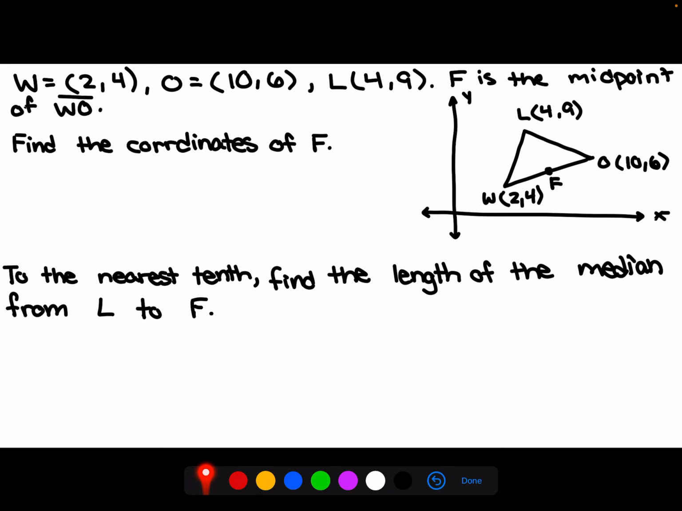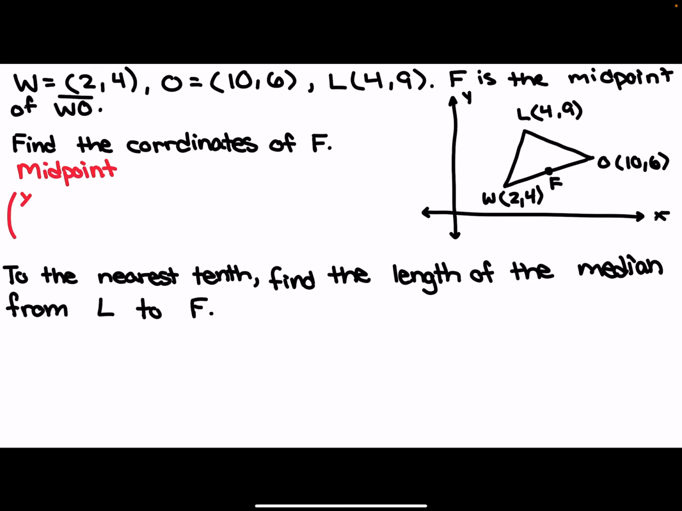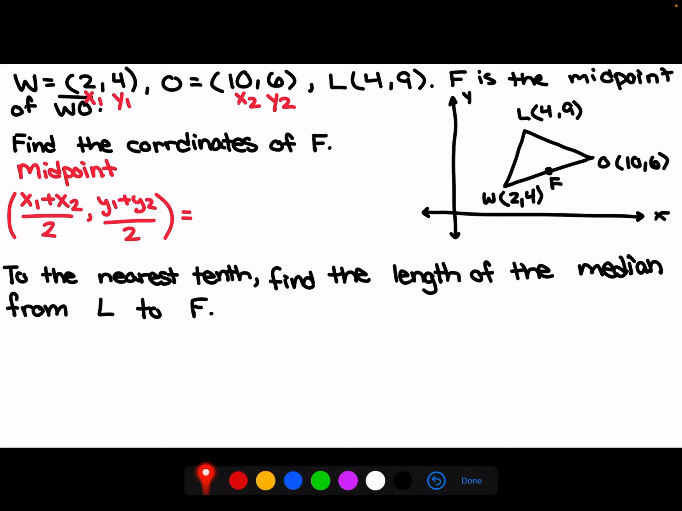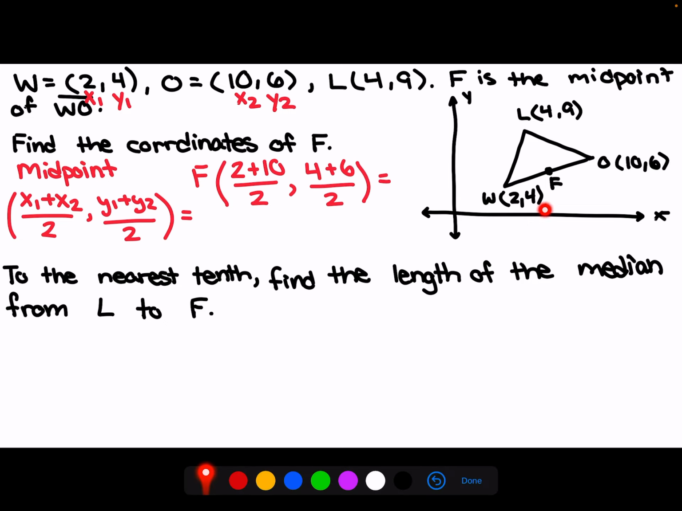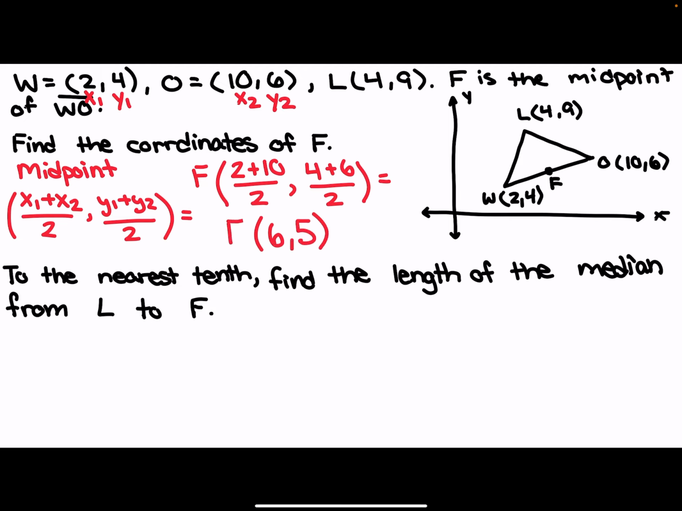Now to find the coordinates of F, we're going to use the midpoint formula because F is the midpoint. Midpoint formula is just the average of our X values and the average of our Y values. So if I take the average of my X values, 2 plus 10 is 12. 12 divided by 2 is 6. For my Y values, 4 plus 6 is 10. 10 divided by 2 is 5. Therefore, our midpoint is the point (6, 5).